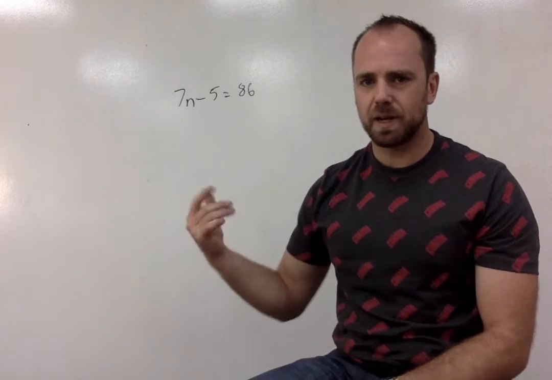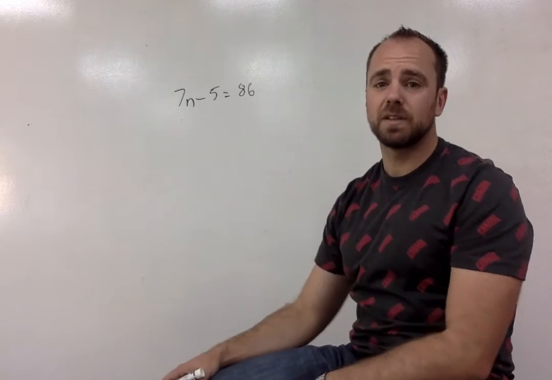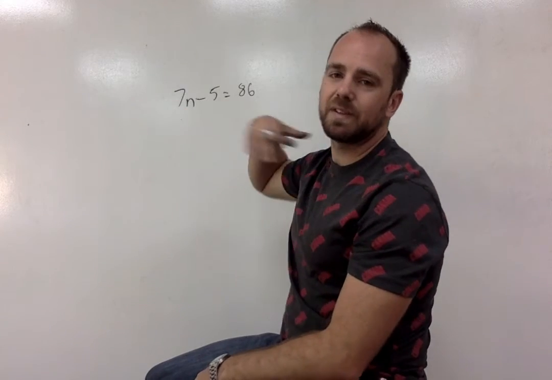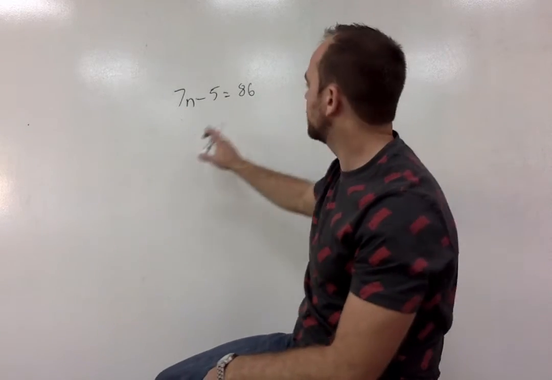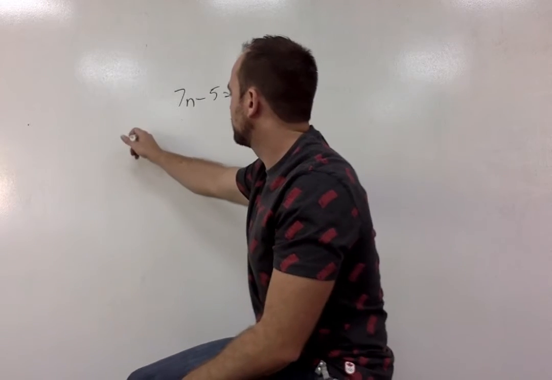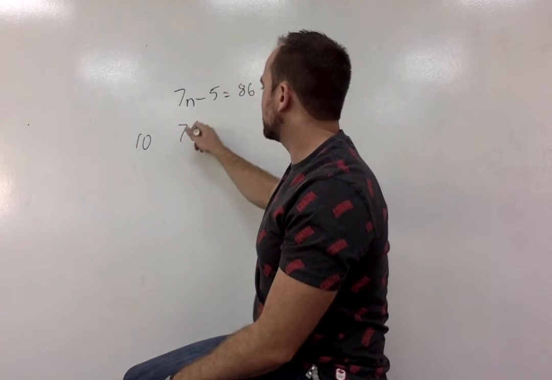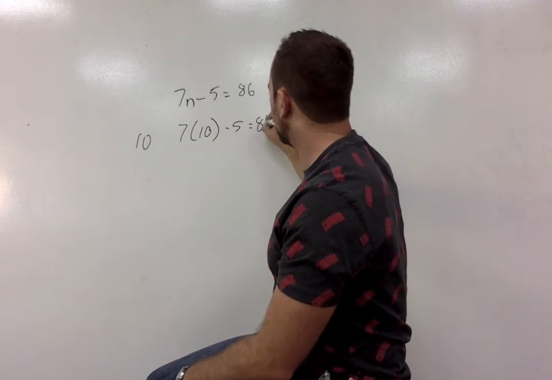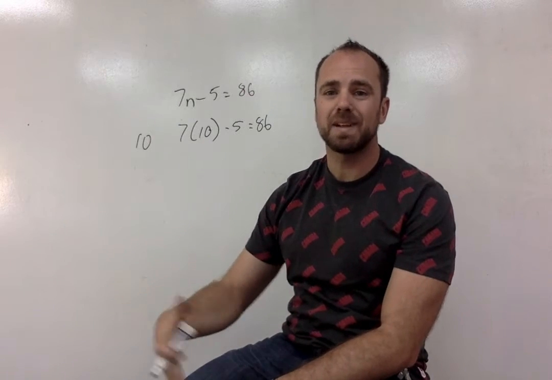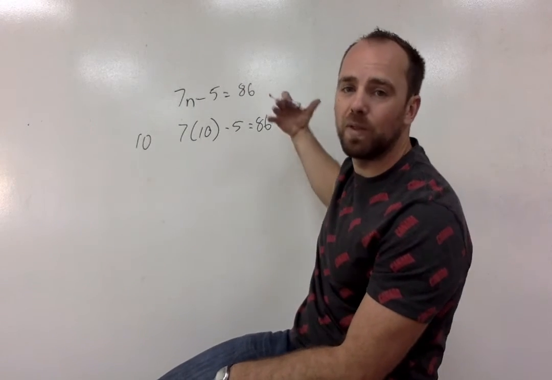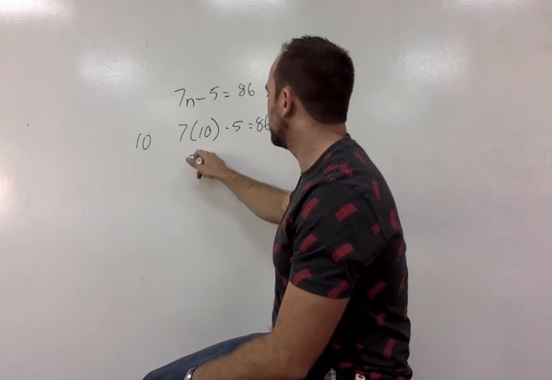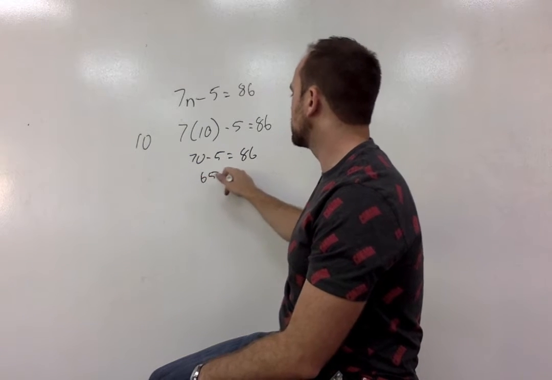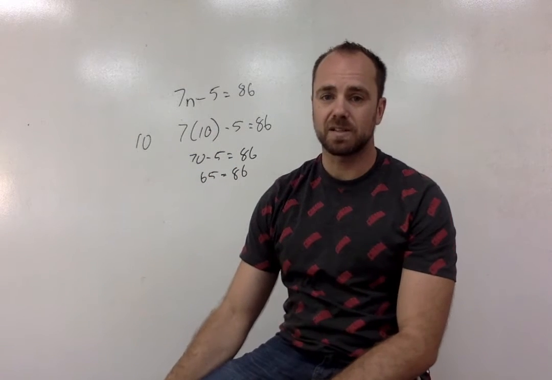Feel free to pause the video because I'm just going to continue in case you don't pause it. Okay, so let's try. I know that 7 times 10 is 70, and I'm trying to get close to 86. I'm going to start with 10. 7 times 10 minus 5 should equal 86 is my goal. I'm not saying that this should equal it. I'm saying that's my goal. That's what I'm trying to get. 7 times 10 is 70 minus 5 equals 65. Does not equal 86.